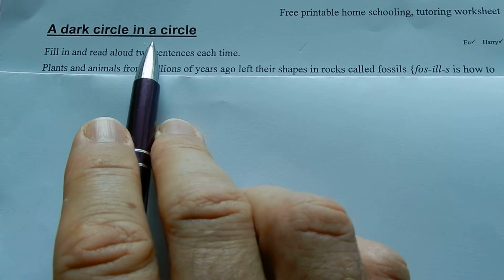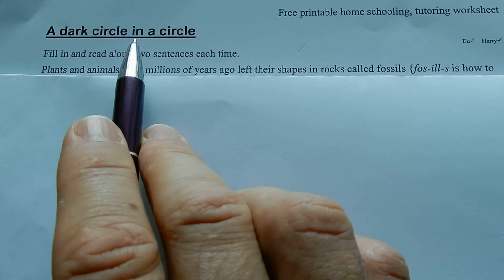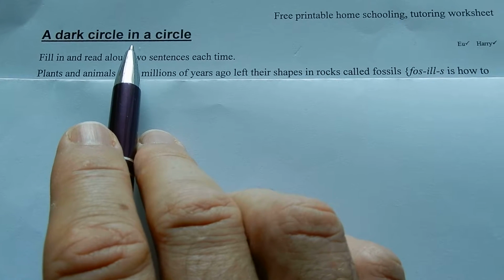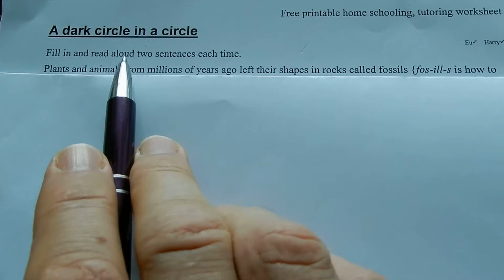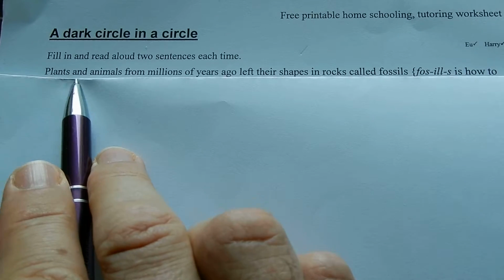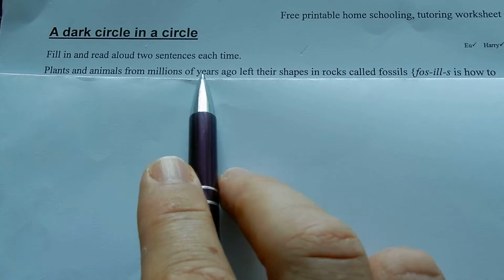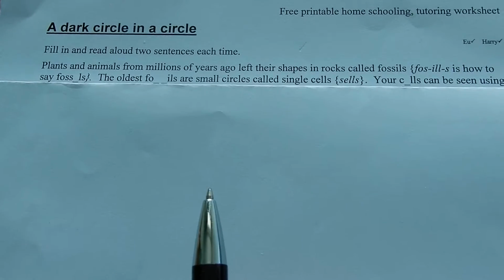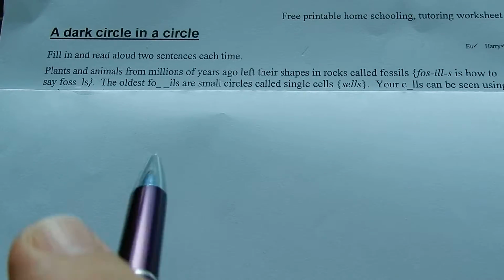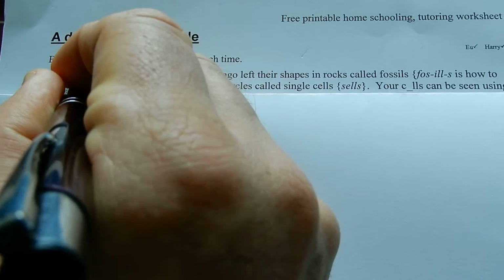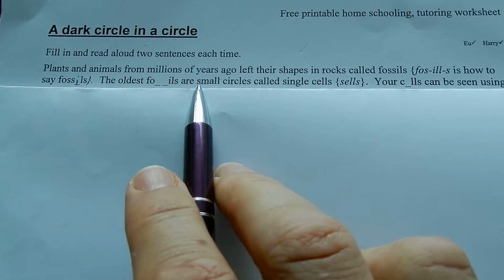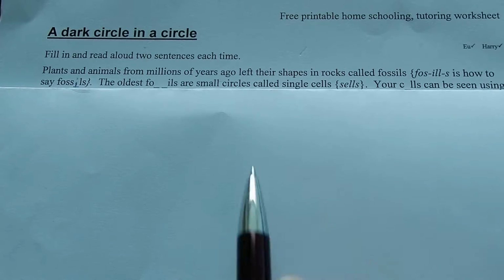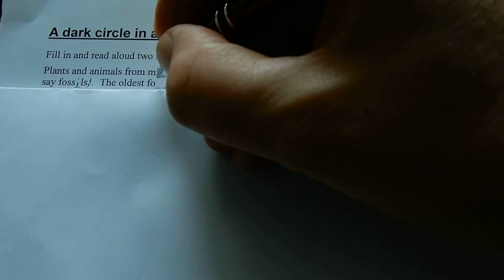Bacteria are hard to generalize about because there's so many of them. They've been evolving for over 1 billion years, which is a lot more than we have. Plants and animals from millions of years ago left their shapes in rocks called fossils. The oldest fossils are small circles called single cells.